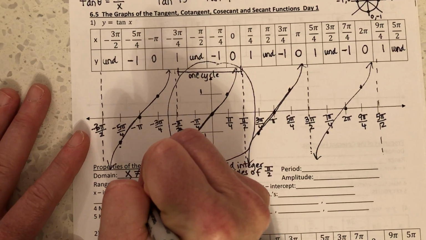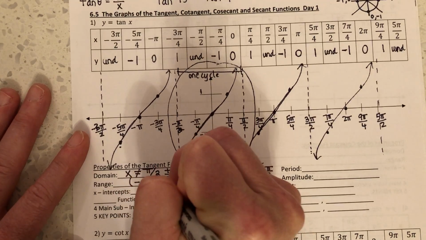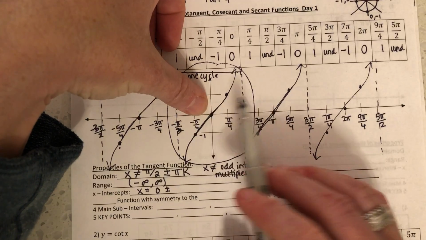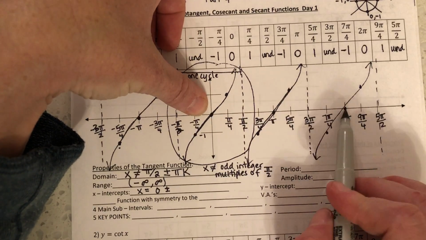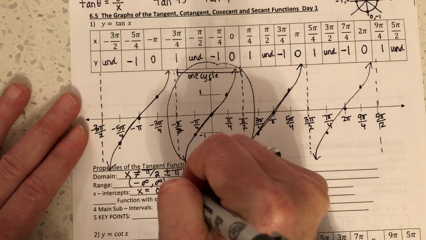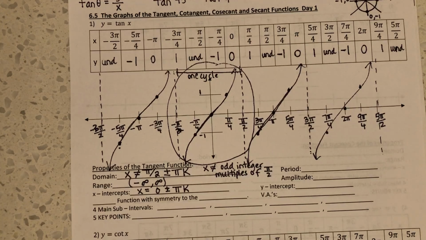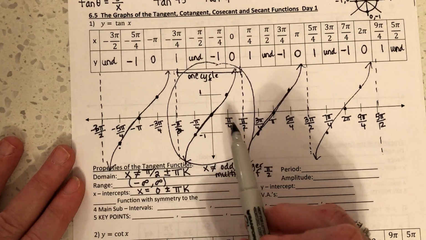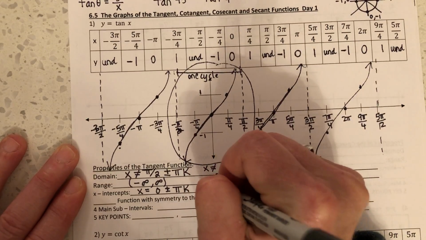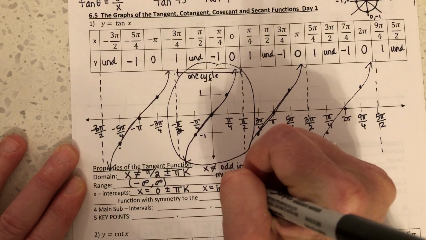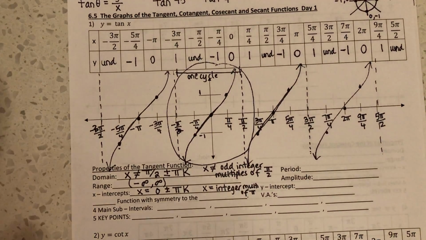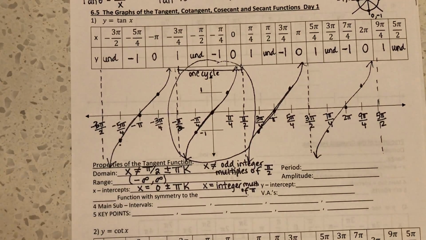So your x-intercepts are x equals, they start at 0, and then plus or minus, how far away is it from one x-intercept to the next? Well, from 0 to pi, that's pi radians. From pi to 2 pi, that's pi radians. So plus or minus pi radians away will be the next one, times k rotations, okay? Or you can also say the x-intercepts are integer multiples of pi.